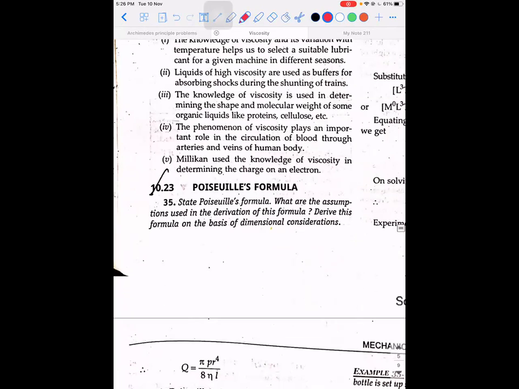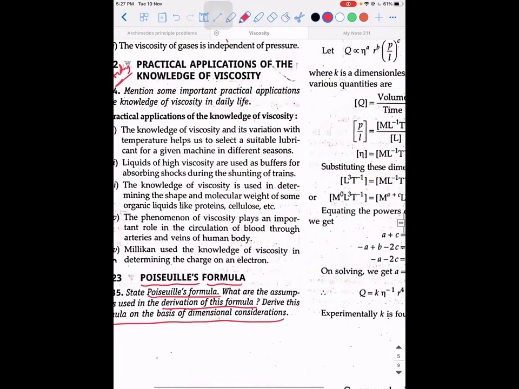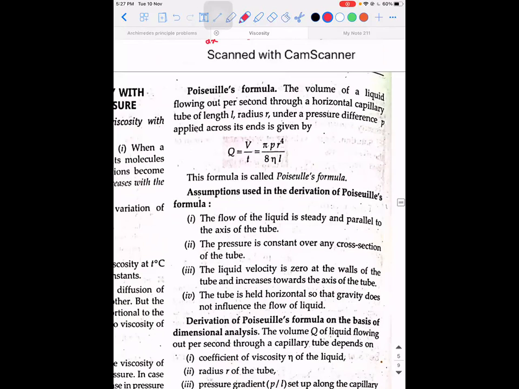The next one is Poiseuille's formula. Okay. So with this Poiseuille's formula, we are going to see what is the statement of the formula, what are the assumptions used in the derivation of this formula. Derive this formula on the basis of dimensional consideration. Means this formula's derivation itself is using the process of dimensional analysis. Okay, so let's see what is the statement and formula. So this Poiseuille's formula mainly speaks about the liquids in motion, because we have already started fluid dynamics, right?